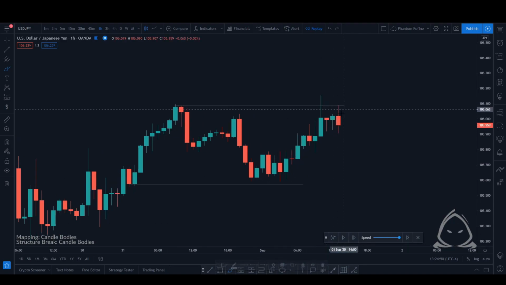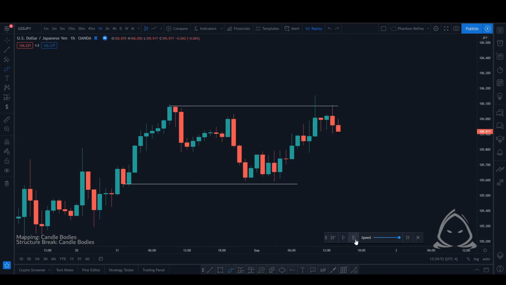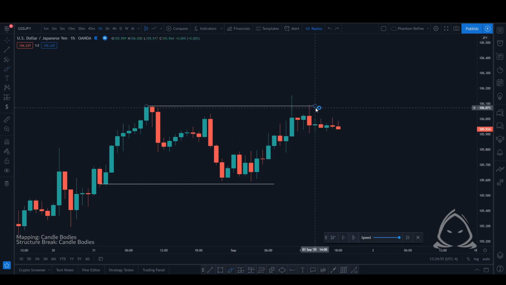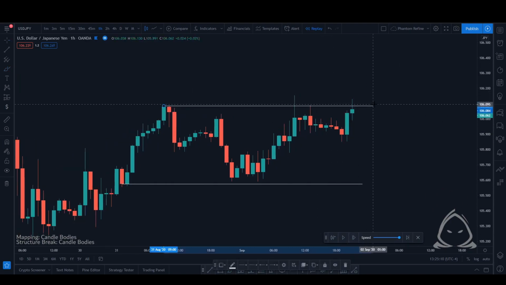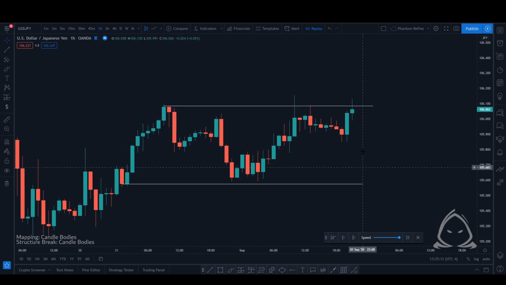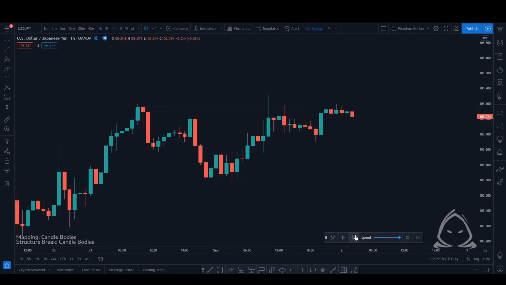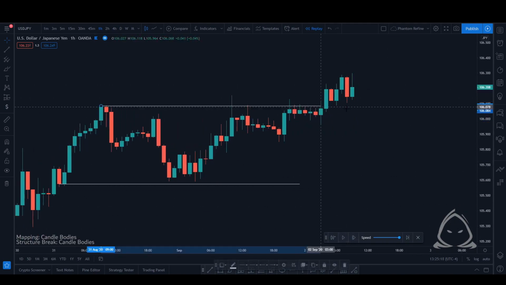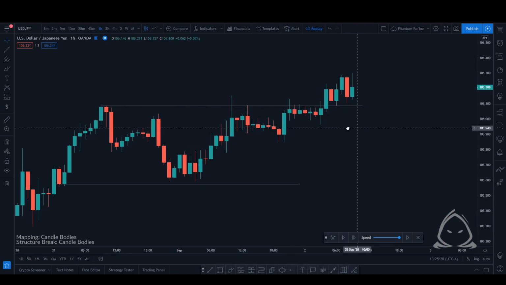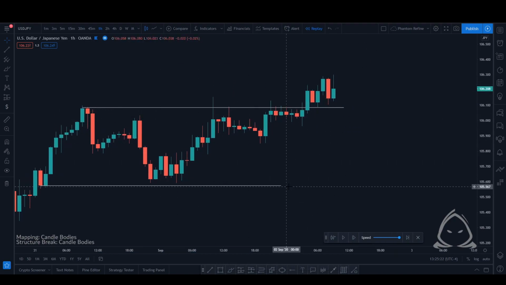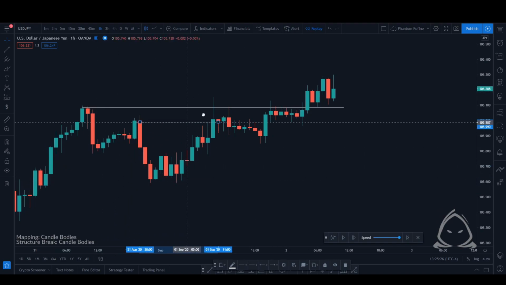We tap into the high, but we haven't closed above it. So we're still caught in this range. You can see we've wicked it yet again, but we haven't actually closed above. Just hit play, and we can see now we've finally broken that high, closed above it, and continued to make higher highs. So what we can do is track and find our new low.